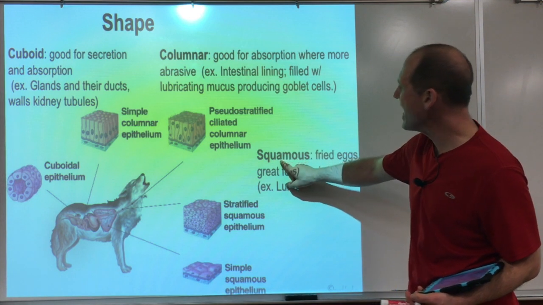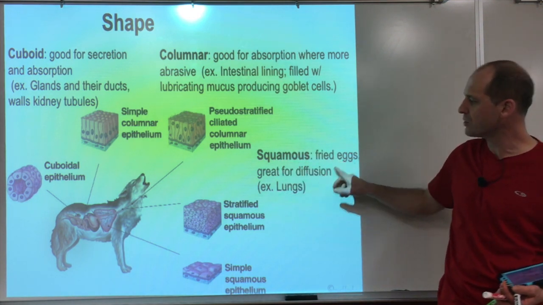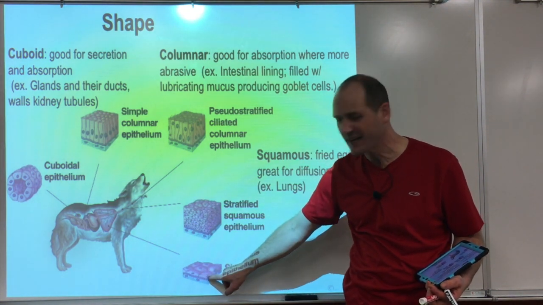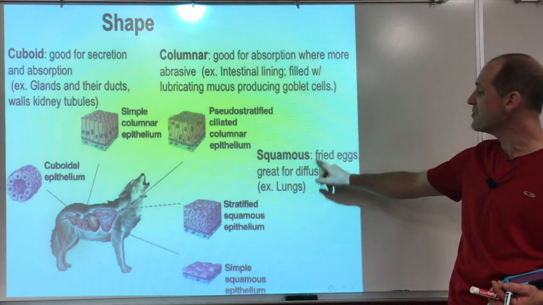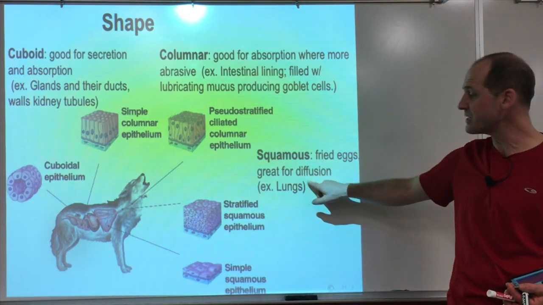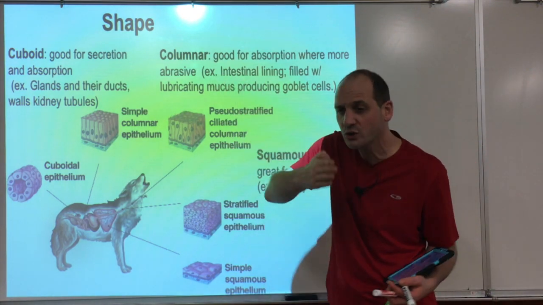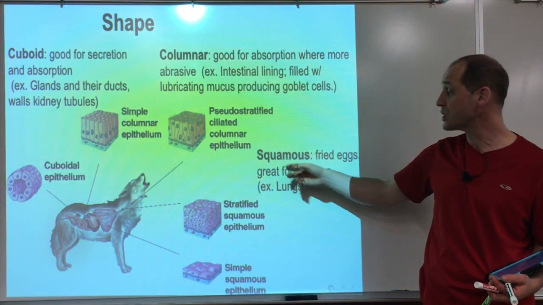And then we've got squamous, and squamous is like fried egg looking things, and that looks very flat. The nucleus is in the middle, like an egg that you make in a pan. That's great for diffusion. Very thin. That's in the air sacs of the lungs, where oxygen has to go right from the lungs to the bloodstream. We also actually have that in the skin.